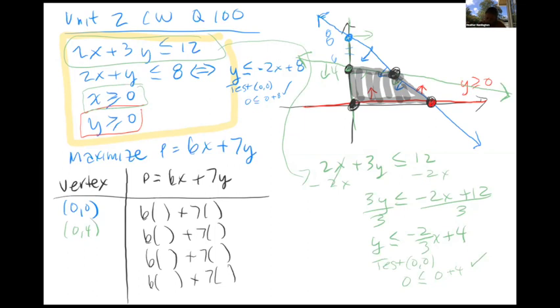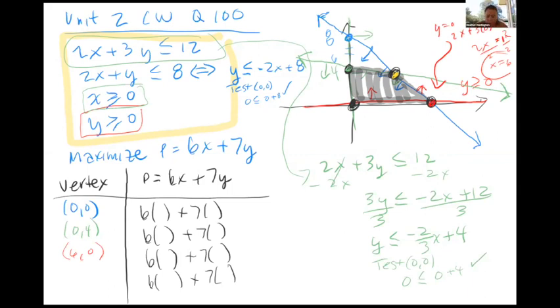To find that point, that's going to be when y equals 0 on the blue one. So it's going to be 2x plus 3 times 0 equals 12. 2x equals 12, divide by 2 on both sides. We've got x equals 6. So it's going to be 6, 0. And then the last point that we have to find.